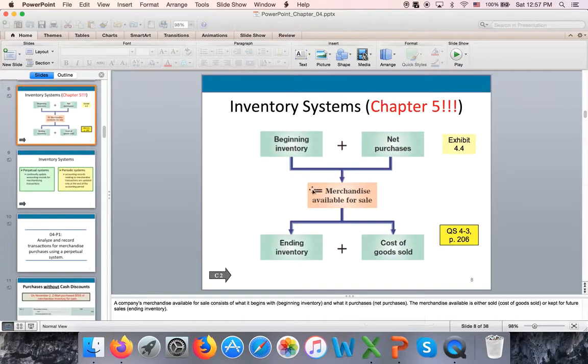Again, based on this slide, your beginning inventory plus net purchases equals mass, but mass is also equal to ending inventory plus cost of goods sold. So you can find any of these. I can say that my beginning inventory is mass minus net purchases. My ending inventory is mass minus COGS, and so on and so forth.